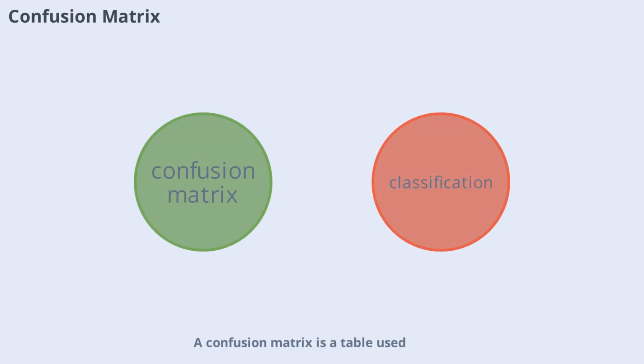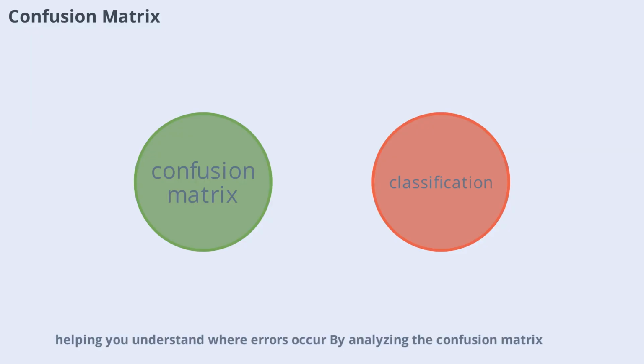Confusion matrix is a table used to describe the performance of a classification model. It shows the counts of true positives, true negatives, false positives, and false negatives. This matrix provides a detailed breakdown of model predictions, helping you understand where errors occur. By analyzing the confusion matrix, you can identify which classes are most often confused and adjust your model accordingly.